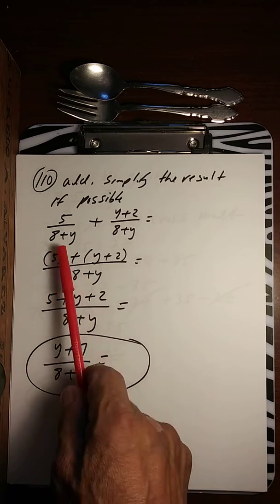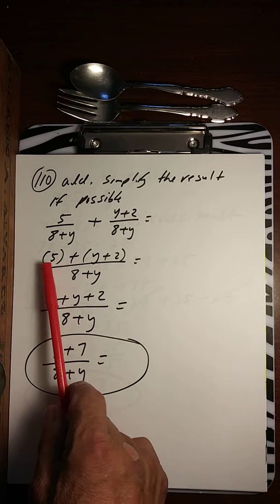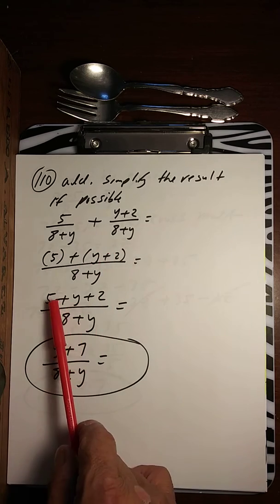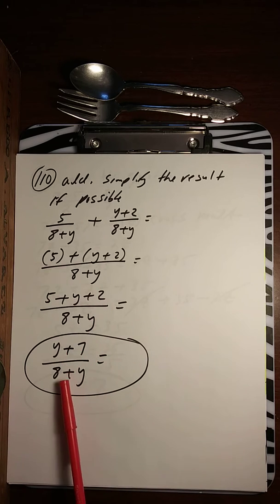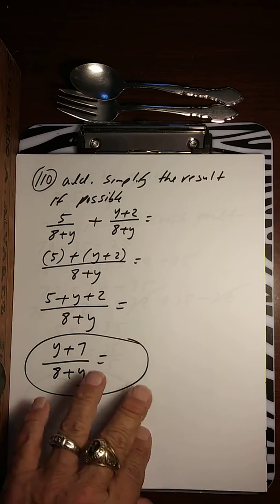Add the result. Same denominator, put them together. Top, bottom. 5 plus y plus 2. So y, 5 and 2 is 7. y plus 7 over 8 plus y.